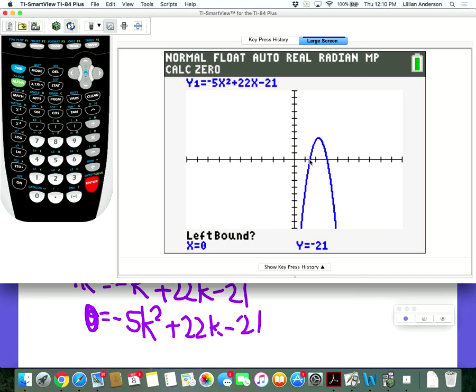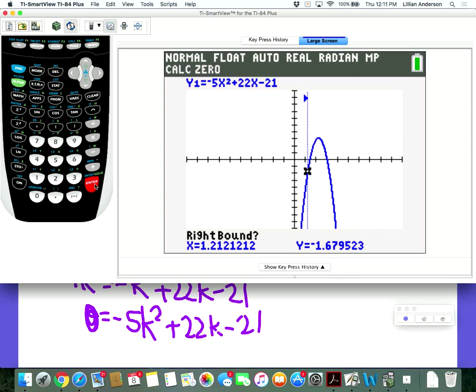Okay, so we're going to start with this one first. Now, my cursor right now is located at 0, negative 21. So I have to press the right arrow over so I can see my cursor. It was not even on the screen before. Now, I'm going to move it just to the left of the x-intercept. Here's the x-intercept. I need it to the left, which would be some part along this graph. Does everybody understand that? That's what left bound stands for. And you click enter. Is everybody still with me?